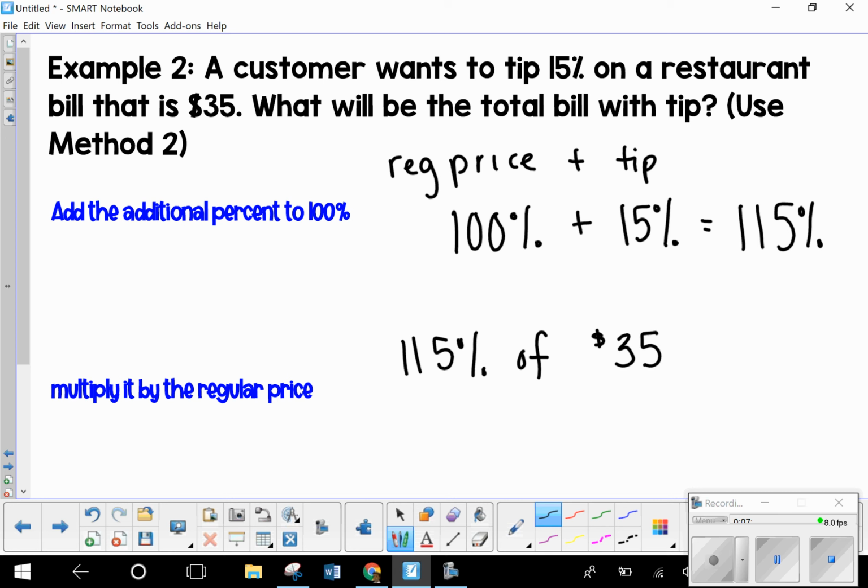So again, let's turn our percent to a decimal. 115 divided by 100 is 1.15. Of means multiply, and then of our 35, and that will equal our same answer of $40.25.